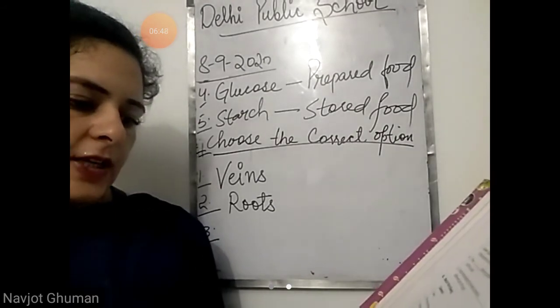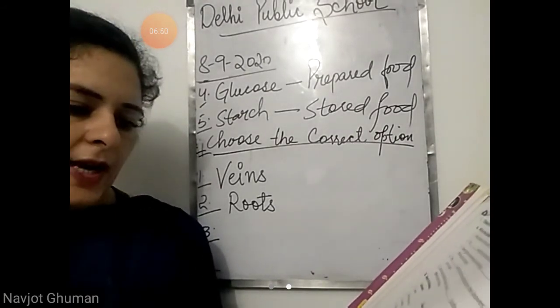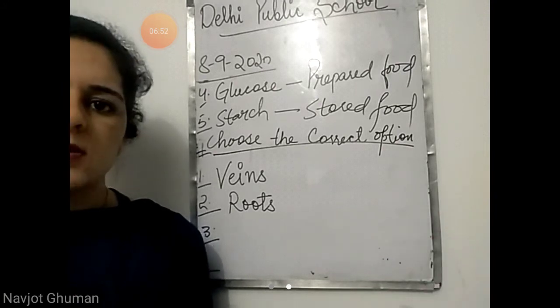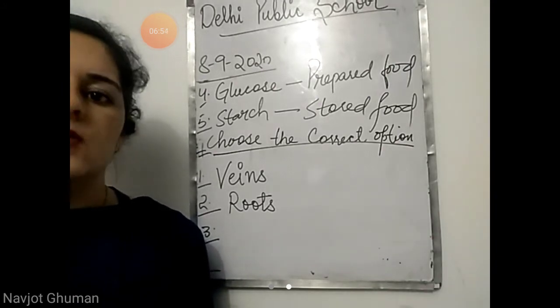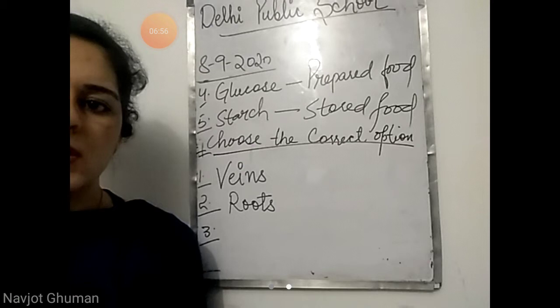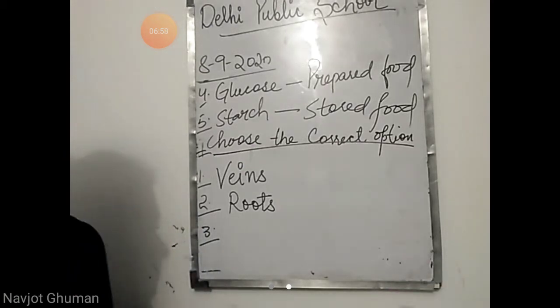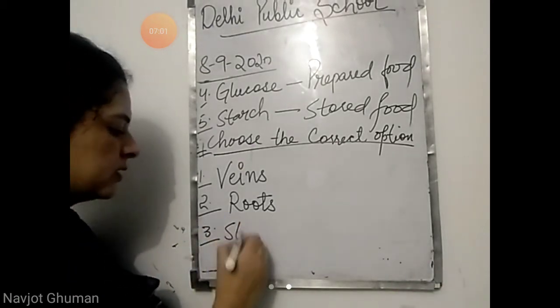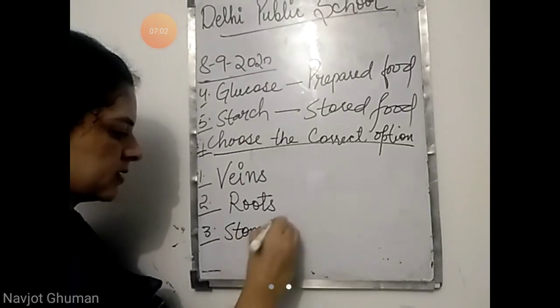Which part of the leaf removes vapor and oxygen after photosynthesis? So we know that air is released through the stomata, and water vapor is also released through the stomata after photosynthesis.